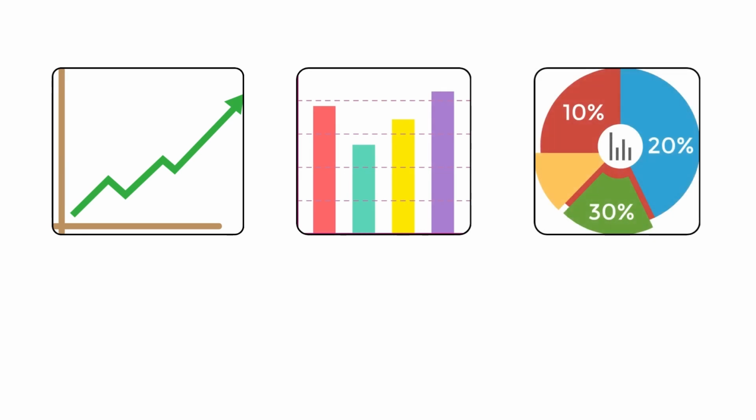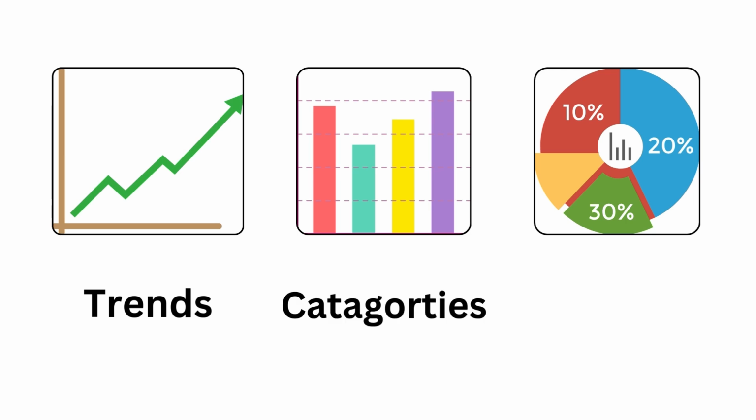In summary, line graphs are used for illustrating trends over time. Bar charts are used for comparing quantities across different categories, and pie charts are used for showing the proportional breakdown of a whole. Understanding these distinctions will help you avoid making irrelevant comparisons.